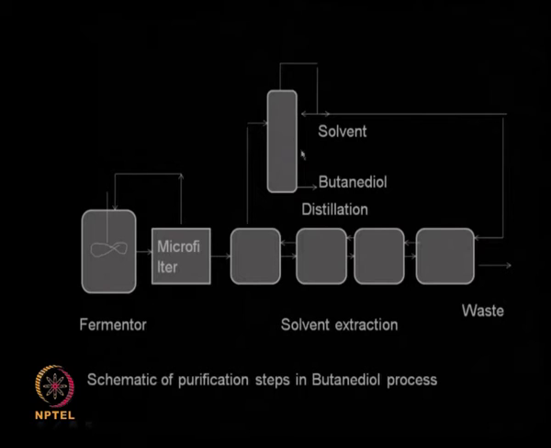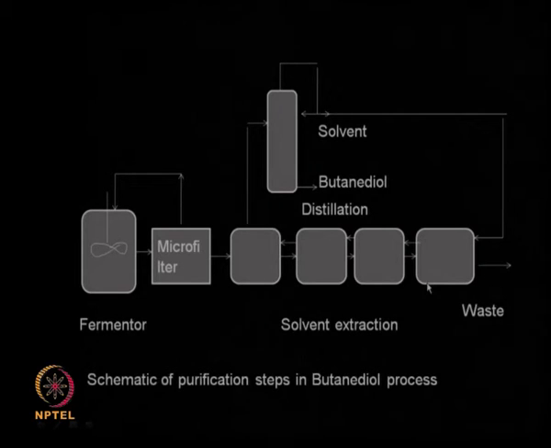So, solvent is put inside in a countercurrent manner, and the solvent and the butanediol can be put inside a distillation column. Solvent can be distilled from the top of the distillation column and again put back into the extraction unit. Butanediol can be collected here. There is going to be waste also, whatever solids or unwanted metabolites, that constitutes the waste.